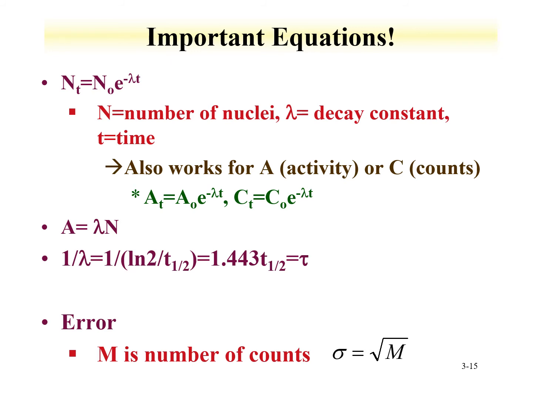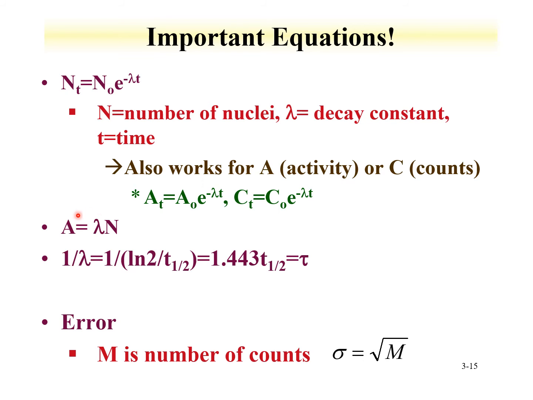We also have activity equals lambda N. So the number of atoms times lambda is equal to activity. So this is becquerel, which is counts per second, and curies, which is 3.7 times 10 to the 10th decays per second. So one curie is 3.7 times 10 to the 10th becquerels.